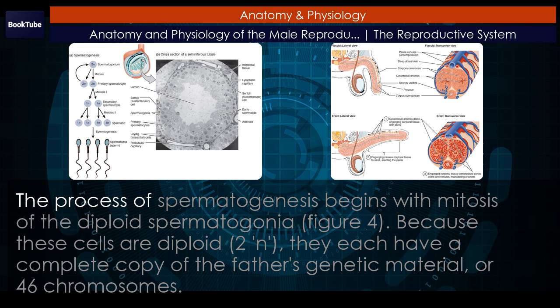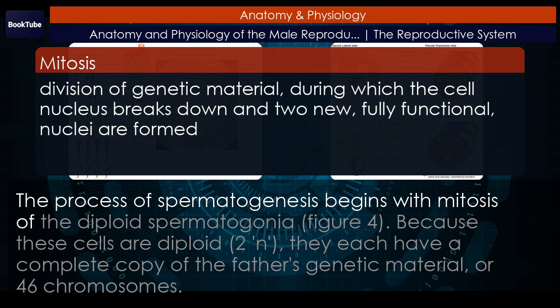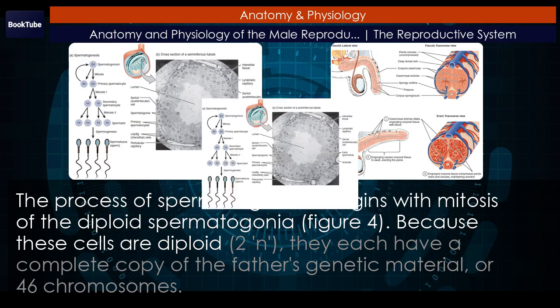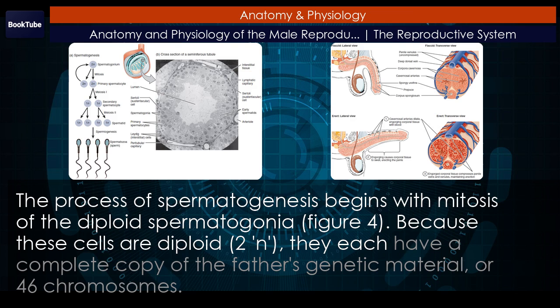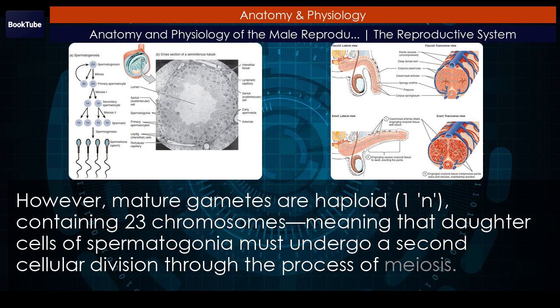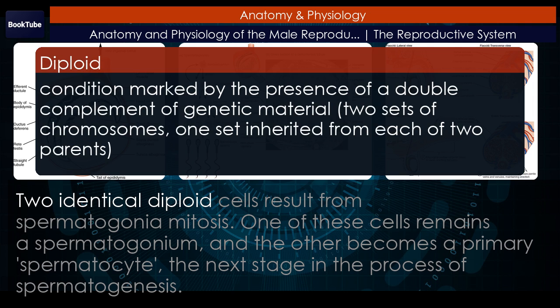The process of spermatogenesis begins with mitosis of the diploid spermatogonia. Figure 4. Because these cells are diploid, 2n, they each have a complete copy of the father's genetic material, or 46 chromosomes. However, mature gametes are haploid, 1n, containing 23 chromosomes, meaning that daughter cells of spermatogonia must undergo a second cellular division through the process of meiosis. Two identical diploid cells result from spermatogonia mitosis.